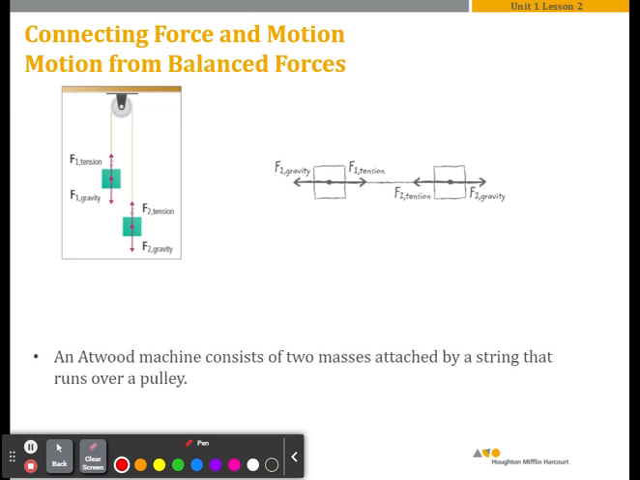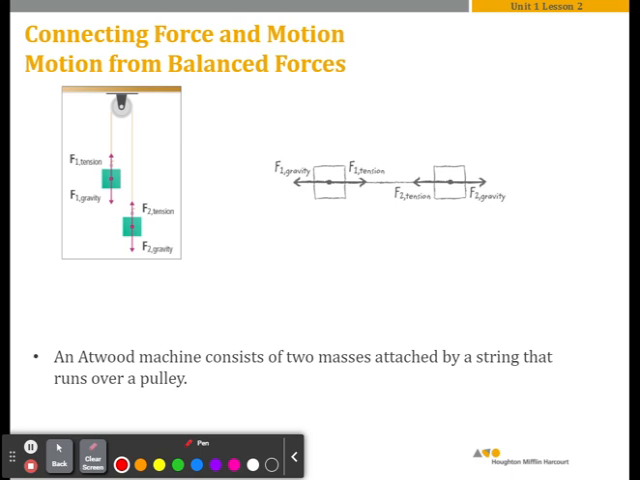Here's another free body diagram. This is a free body diagram for this Atwood machine. We experimented with these in class. When we had our Atwood machines, we had mass hanging down off a table, so they weren't both moving in vertical directions. One was horizontal, the other was vertical. We called it a modified Atwood machine.